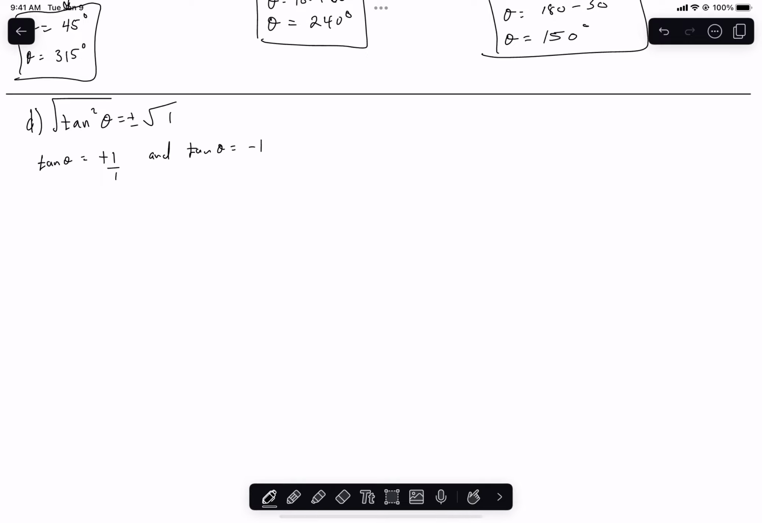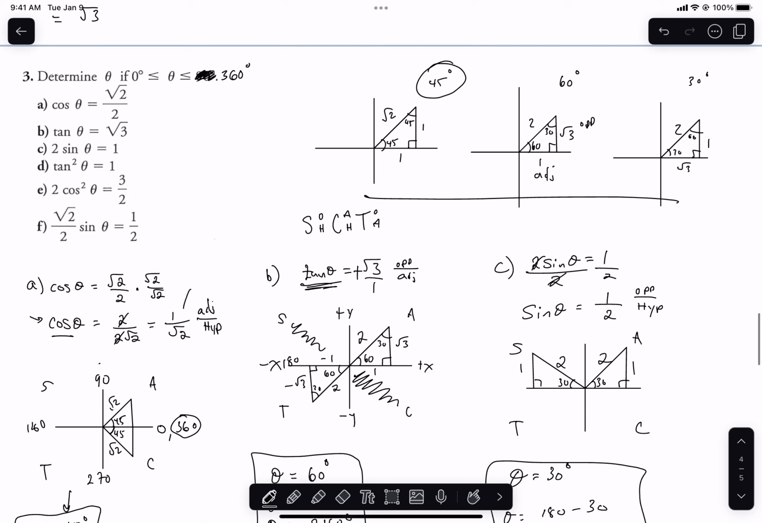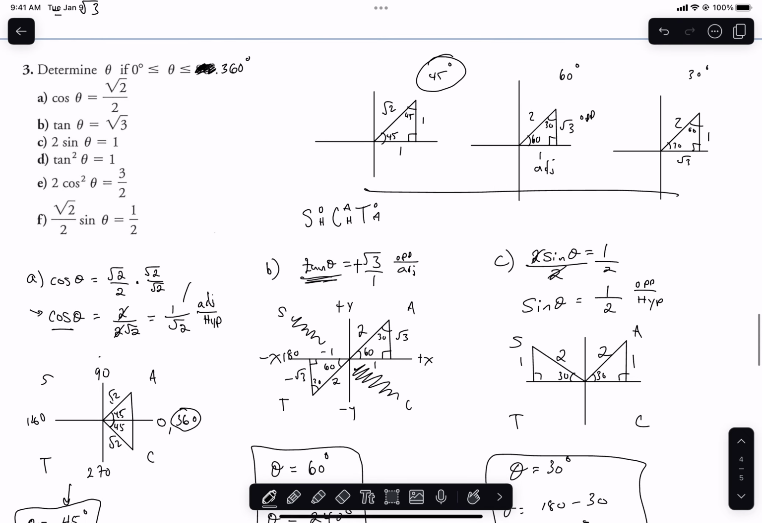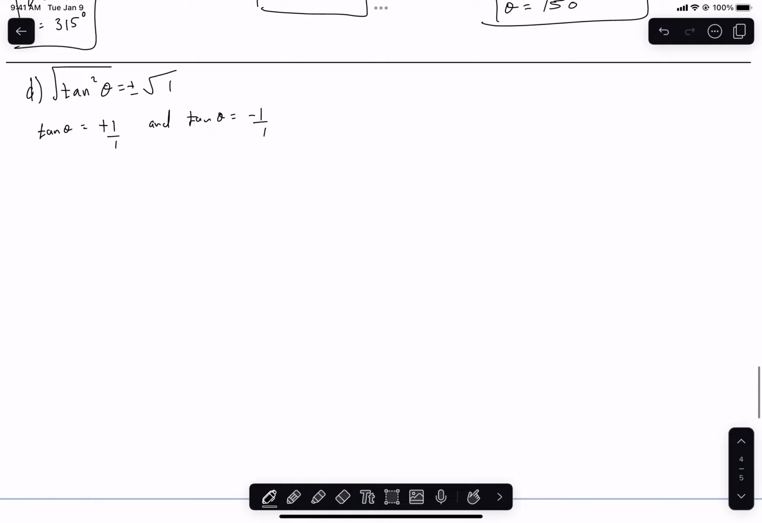Remember I can divide by 1, divide by 1. So the only way, of the three triangles, the one that gives me a ratio of 1 over 1 is going to be this 45. A ratio for tangent of 1 over 1 is going to be the 45-degree triangle. So that's what I'm going to draw. I'm going to draw all instances where tangent is positive as well as negative for this question. It's a little bit different. It's trickier, right?